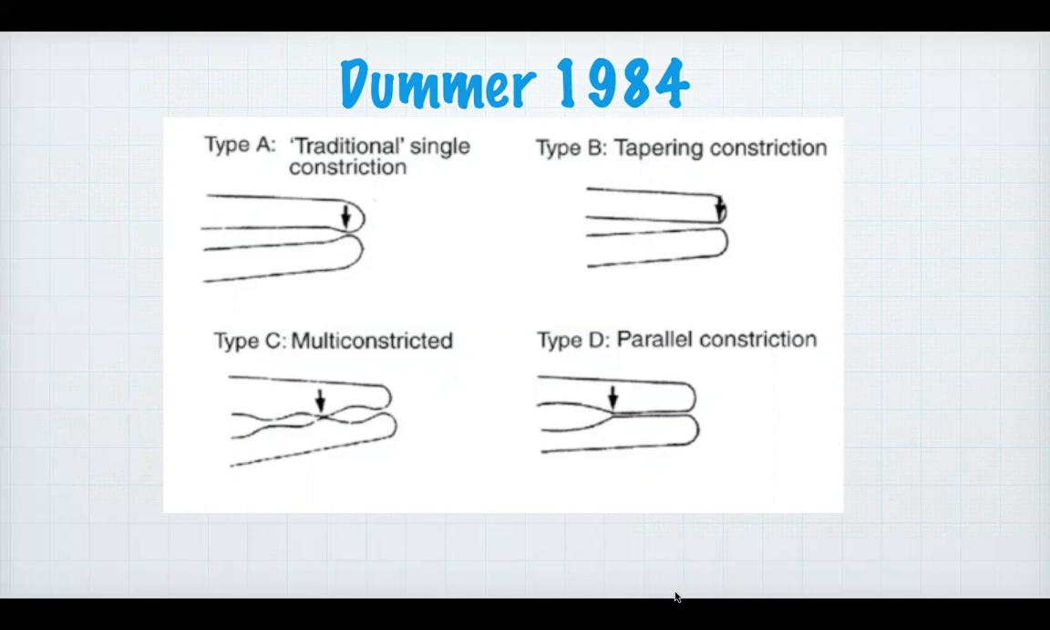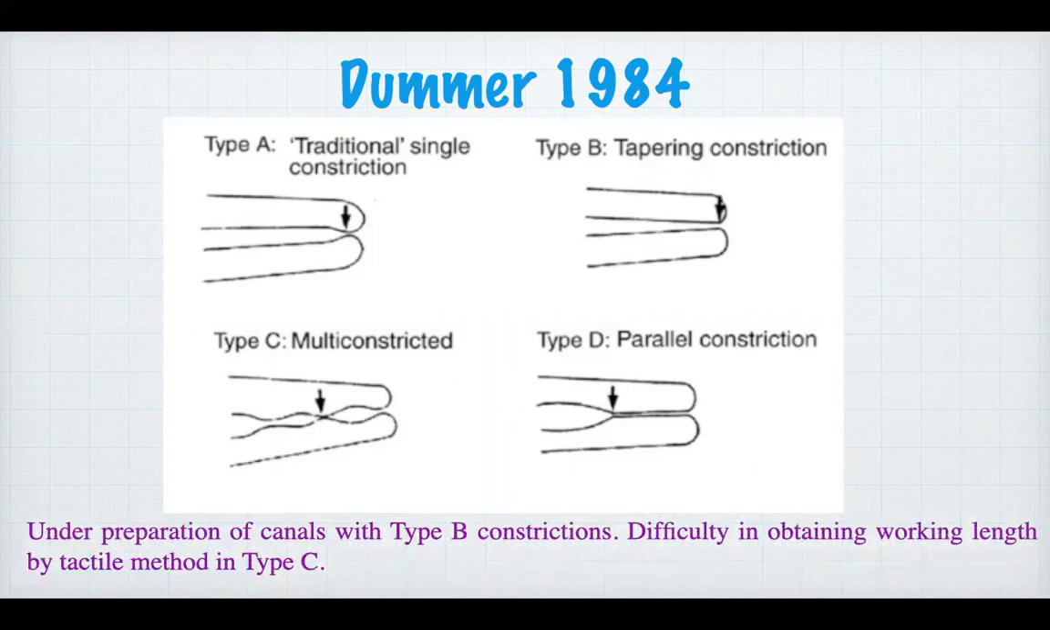Let us assume we need to take the working length and we are taking 1 mm short of the apex. In that case, if the constriction is type B, it will not give the correct working length determination. If we determine the working length on the basis of tactile sensation, in that case, multi-constricted type C will not give the correct working length. So from this slide, the must-ask question is the type of canal constriction based on Dummer 1984 and the clinical consideration which I discussed right now related to type B and type C.